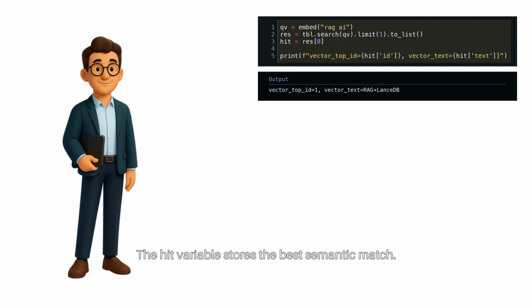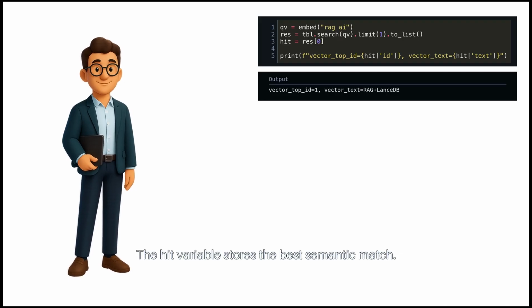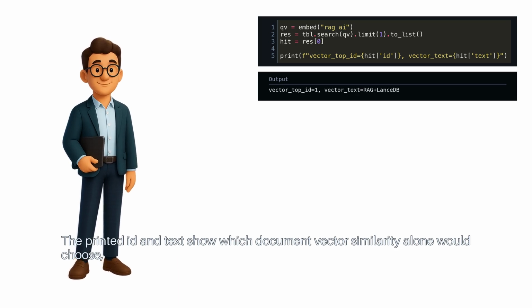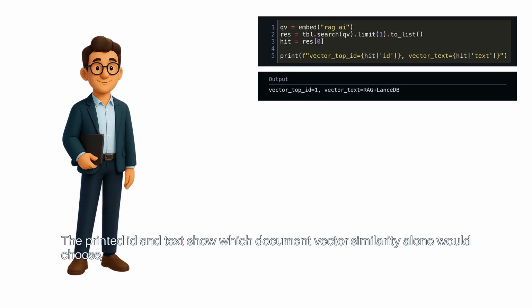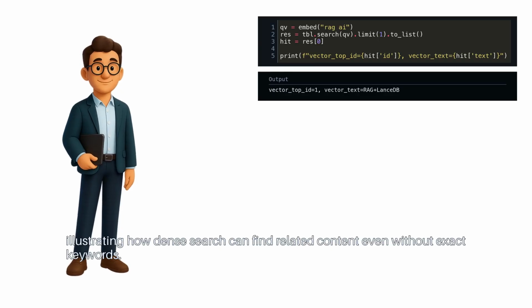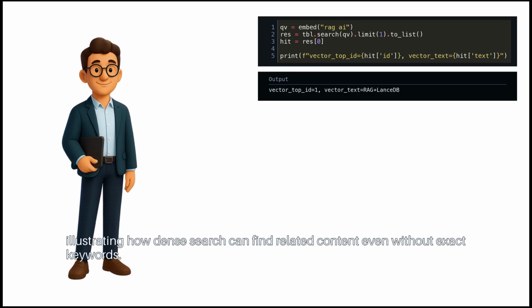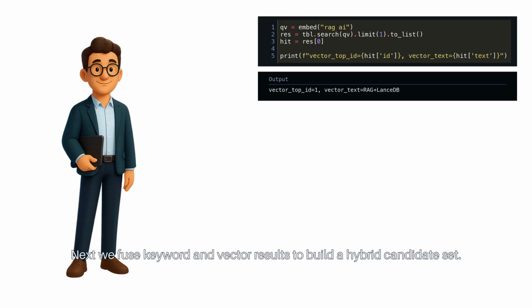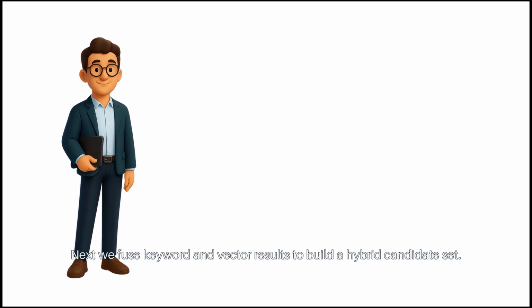The hit variable stores the best semantic match. The printed ID and text show which document vector similarity alone would choose, illustrating how dense search can find related content even without exact keywords. Next, we fuse keyword and vector results to build a hybrid candidate set.